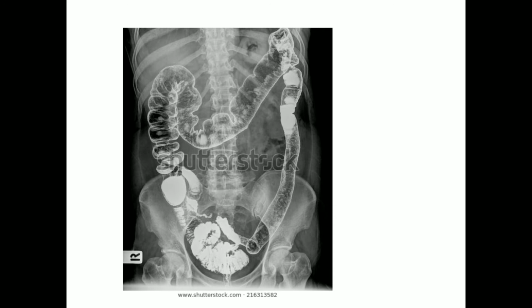In the X-ray, you can see the sacculation and the haustration here, of the large intestine. So when you get a slide, or when you want to know the characteristic features of the large intestine, they are tinea coli, sacculation and haustration, and appendices epiploicae.